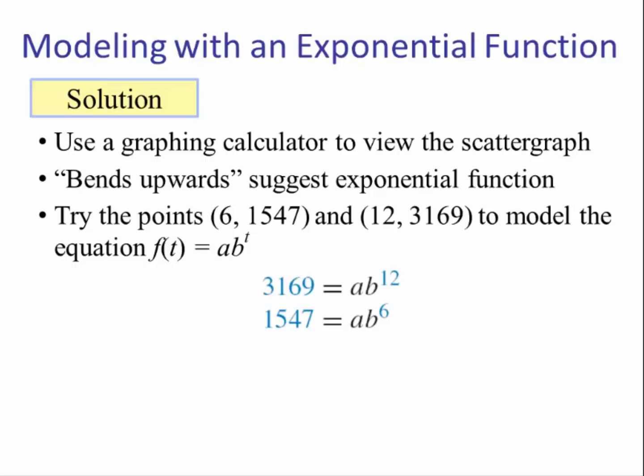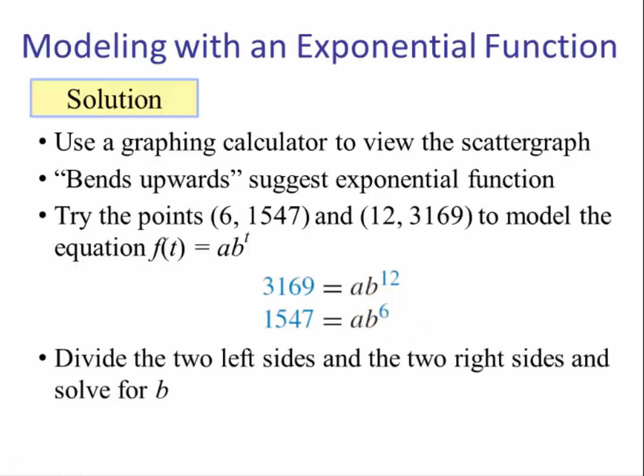So we need to find the values of a and b. That's two variables, so we need two equations. When y is 3169, t is 12, and when y is 1547, t is 6. Divide the two left sides and the two right sides and solve for b.